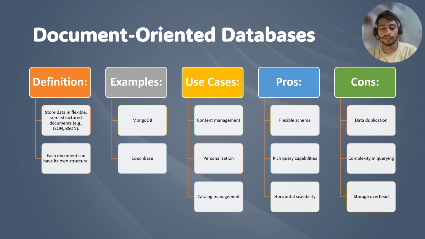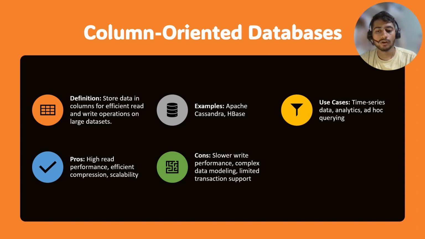Next, coming to the next slide is column-oriented database. The definition of column-oriented database is that it stores data in columns rather than rows, allowing for efficient read and write operations on large data sets. Each column is stored separately, enabling fast data retrieval and aggregation. The examples include Apache Cassandra and HBase.